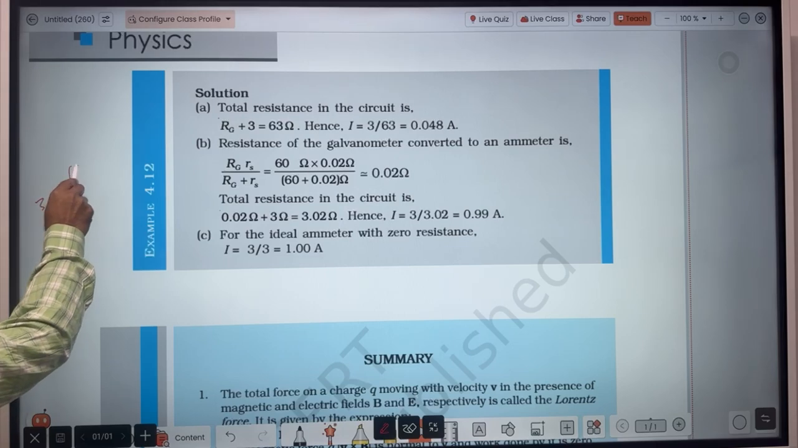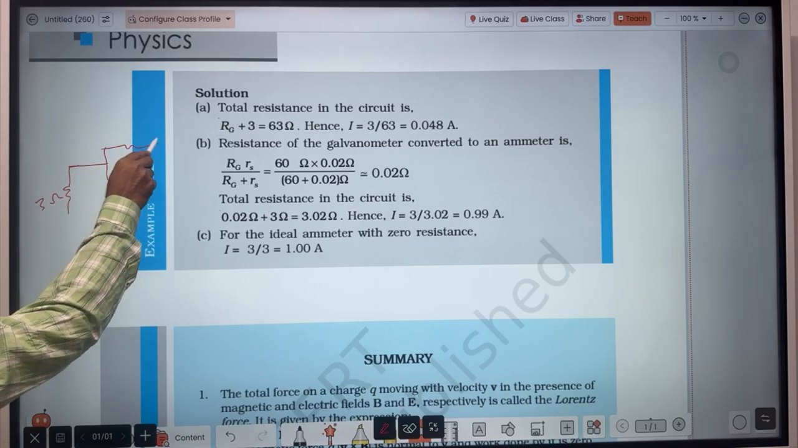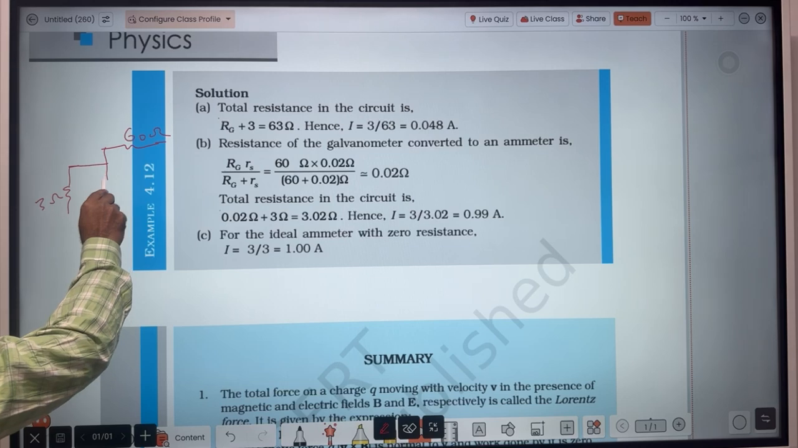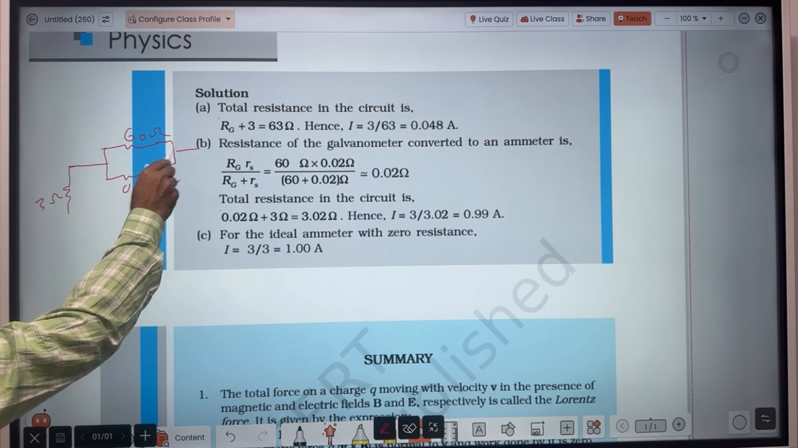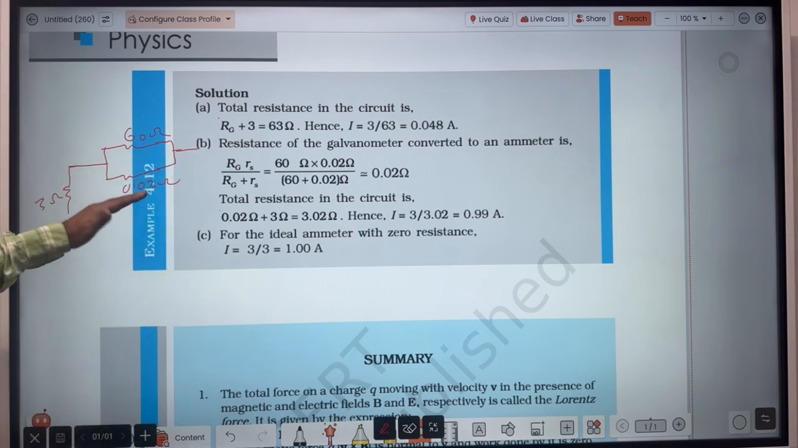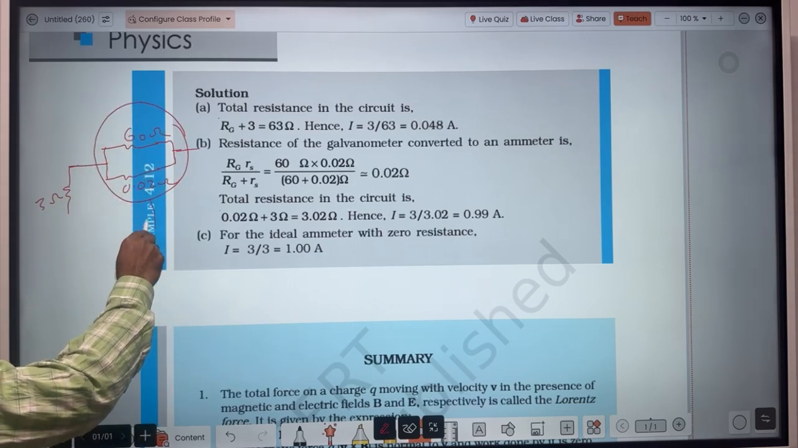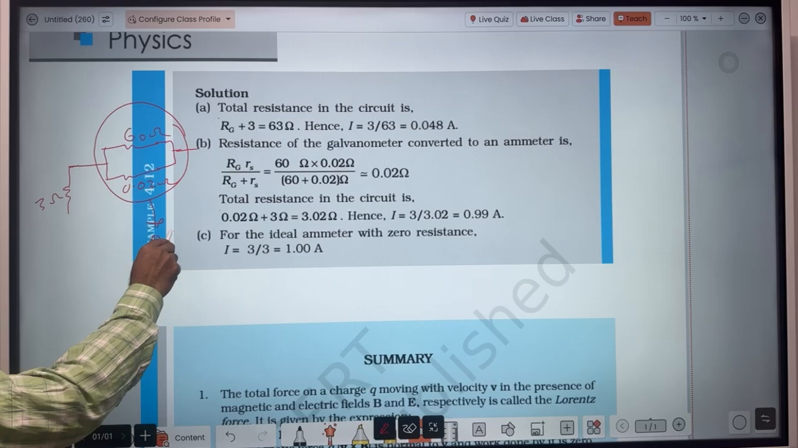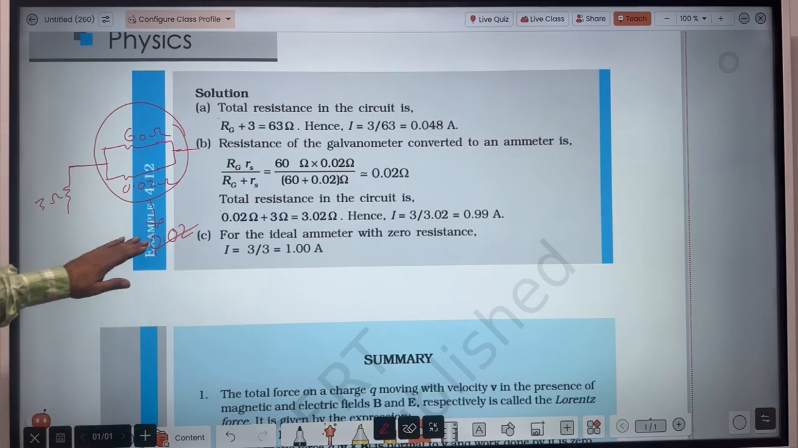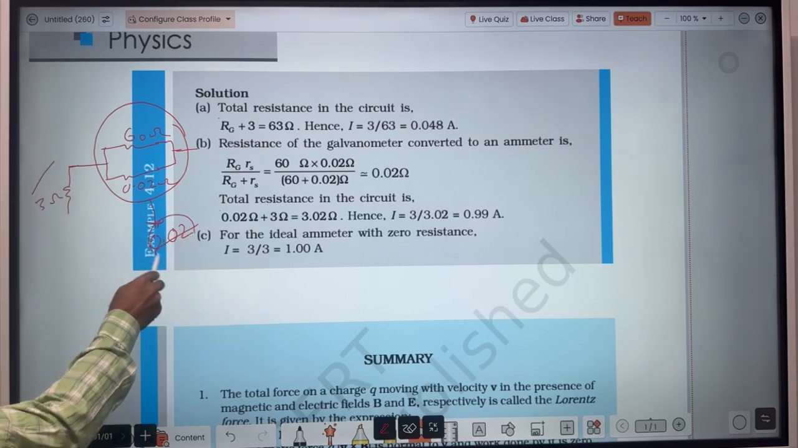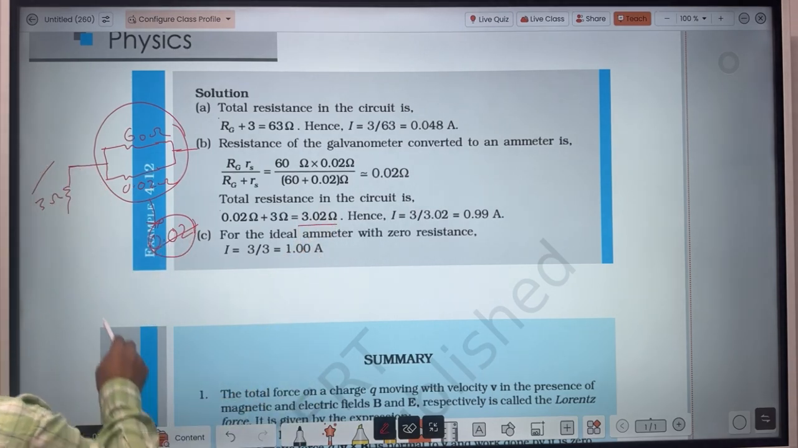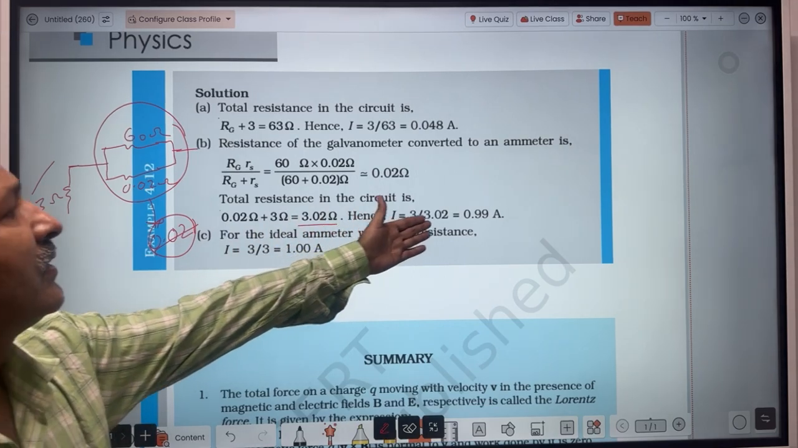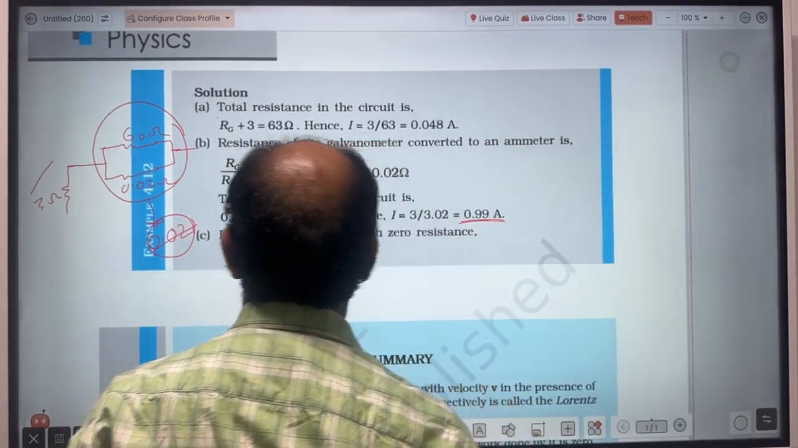This is suppose 3 ohm, and here the ammeter was having a 60 ohm resistance, this galvanometer, and it is connected to 0.02 ohm in parallel. To convert this galvanometer into an ammeter, we have connected a 0.02 ohm shunt resistor. So the effective value of this will be almost 0. It will be less than 0.02, but we are taking 0.02, right? So total resistance, 3 ohm is this, 0.02 ohm is this, so 3.02 ohm. And voltage, as we have seen, is a 3 volt battery. So 3 divided by this will give 0.99 ampere.